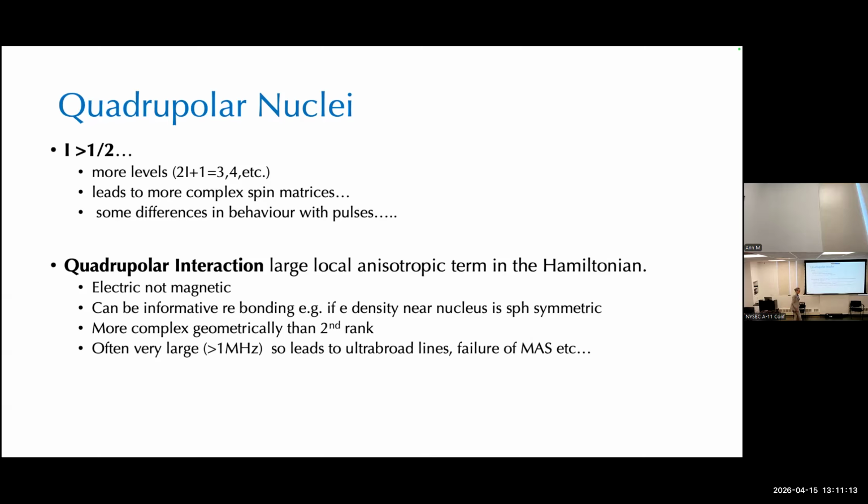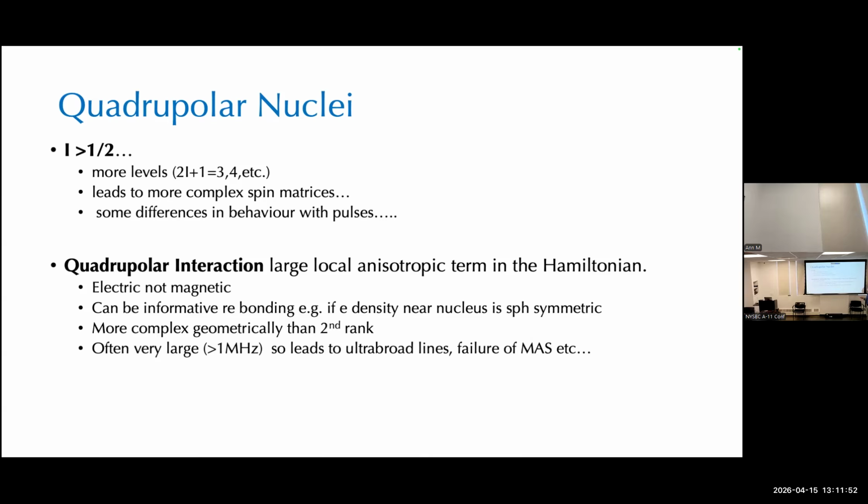The first thing to know about the quadrupolar interaction: quadrupole just refers to what term in an expansion we're talking about. It doesn't tell you physically what we're dealing with. It's not magnetic, it's electric. It can be informative regarding bonding. For example, is the electron density near the nucleus spherically symmetric? Is it mostly s character? It is potentially much more geometrically complex even than the second rank that we learned. It could be higher. It can have more indices, more Euler ranks.